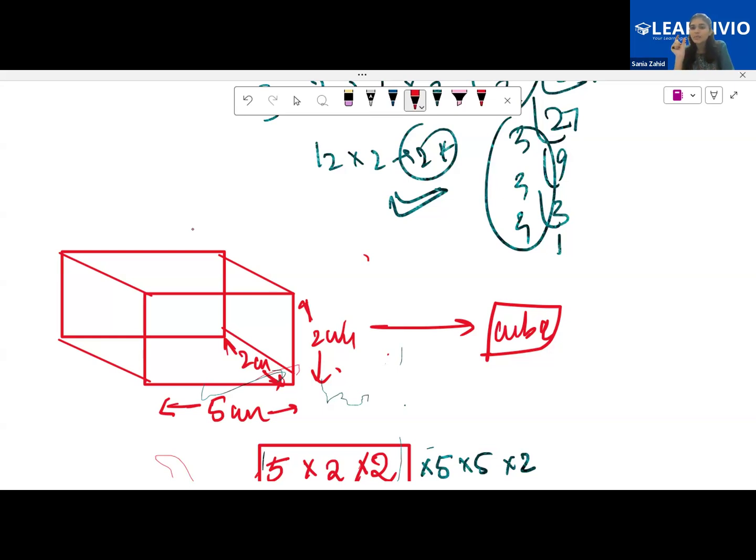And how did I get that number 50? I checked the dimension of the cuboid. I tried to make that dimension a perfect cube by adding extra numbers, and I just multiplied the extra numbers and got my answer. This set of questions is only solved in this manner. So please remember how to solve this question. Very important.